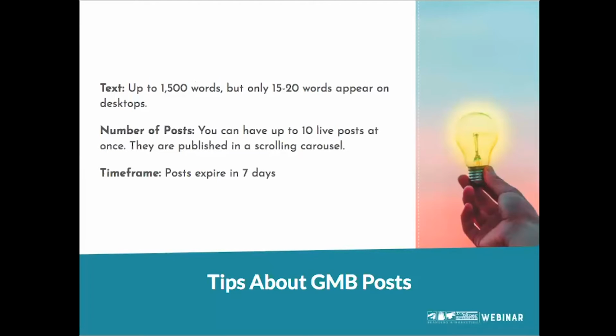So just kind of an overview, tips about posts. They're up to 1,500 words, so nice and robust, but only 15 to 20 words appear on a desktop. So just be mindful of where it's getting clipped when you're writing content. You can have up to 10 posts live at once, and they're published in a scrolling carousel across the bottom, and the posts expire in 7 days.